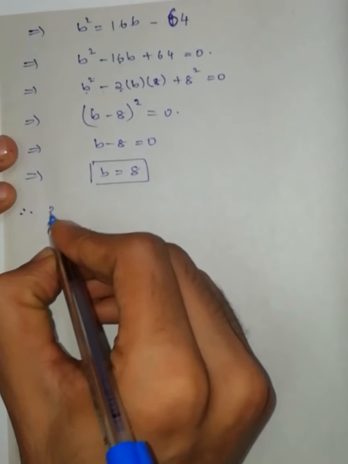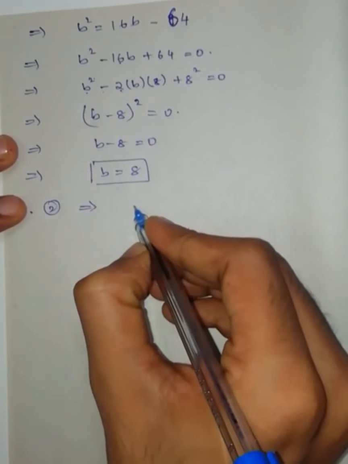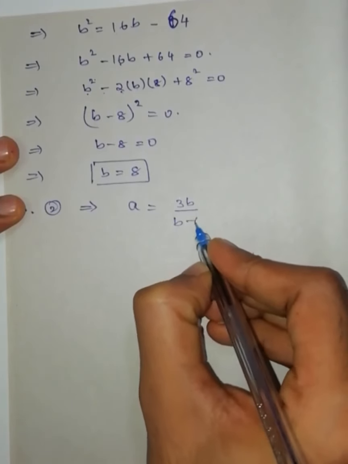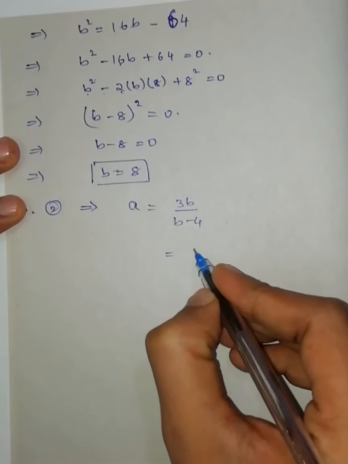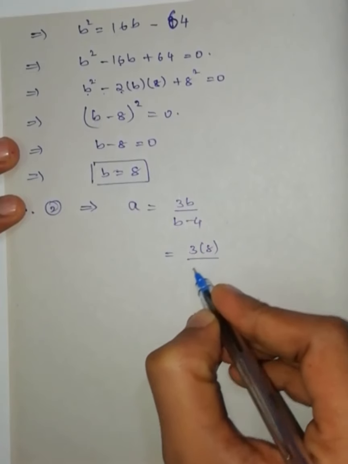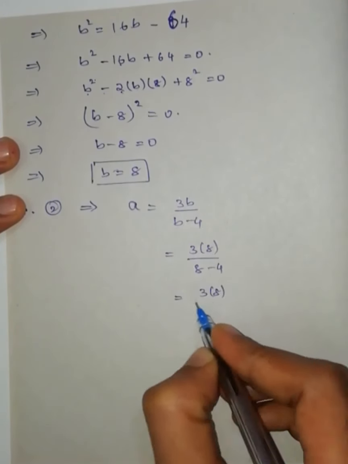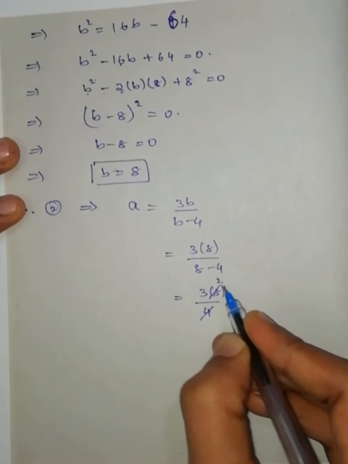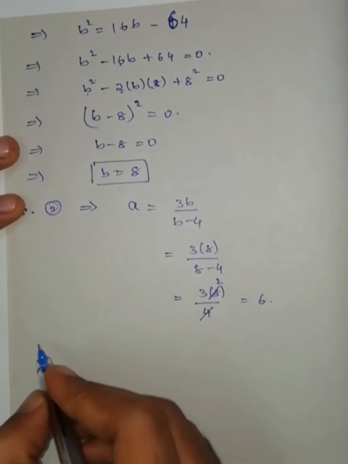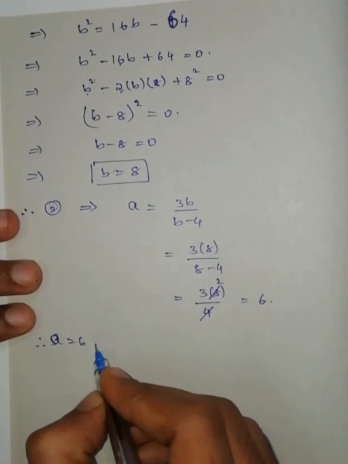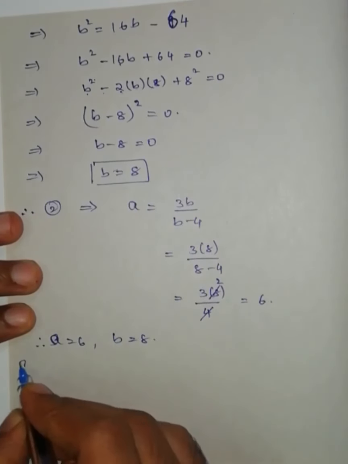Therefore, equation number 2 implies, what is A? A is nothing but 3b by b minus 4. Now substitute this b value, you will get 3 into 8 by 8 minus 4, nothing but 3 into 8 by 4. 4 ones are 4, 4 twos are 8, that is 6. Therefore, A is equal to 6, B is equal to 8.